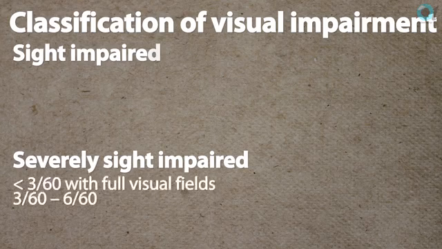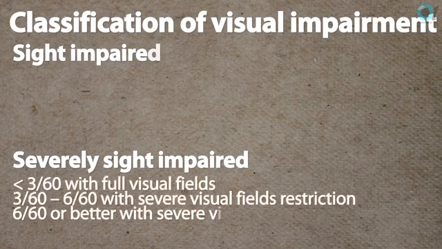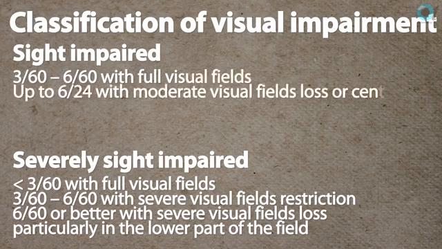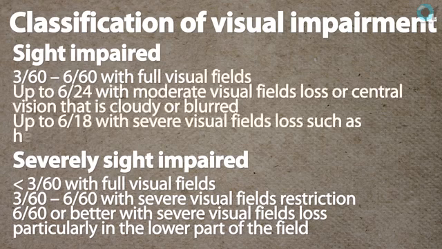Severely sight impaired is considered to be those patients whose visual acuity is less than 3/60. There are other groups that include visual field loss also. Sight impaired is considered to be those patients whose visual acuity falls between 3/60 and 6/60. And again, there are groups that include visual field loss. It's worth remembering that the consultants consider this on a case-by-case basis, and therefore these are not concrete.